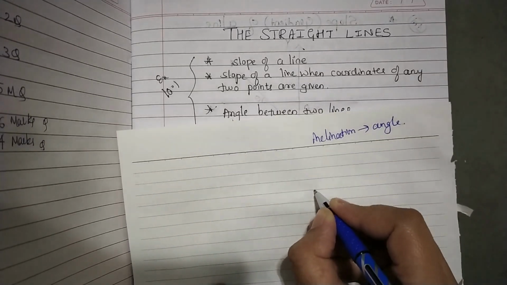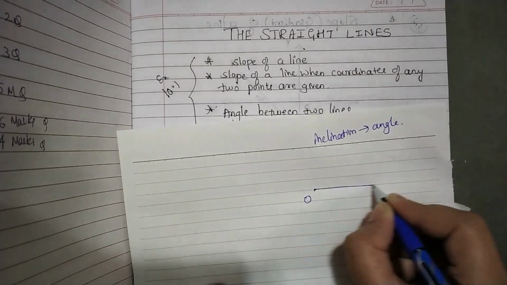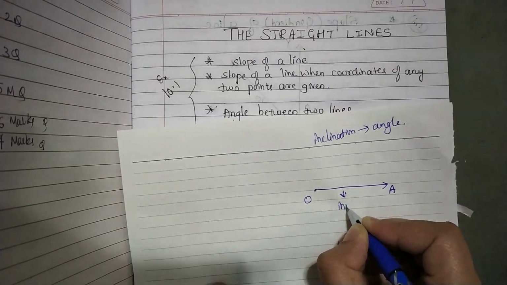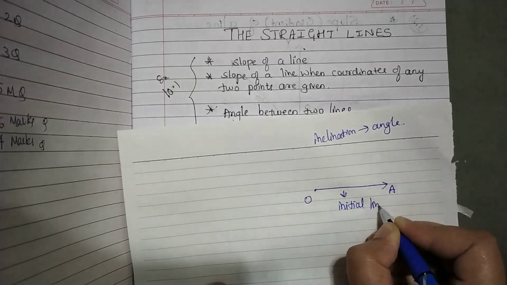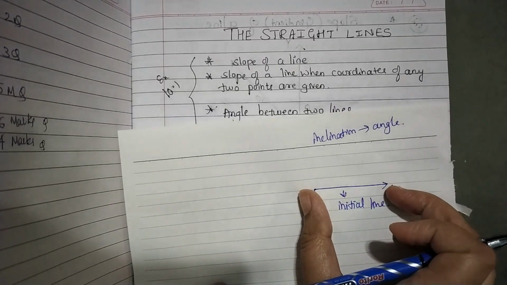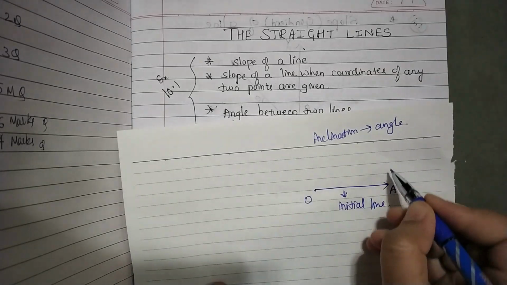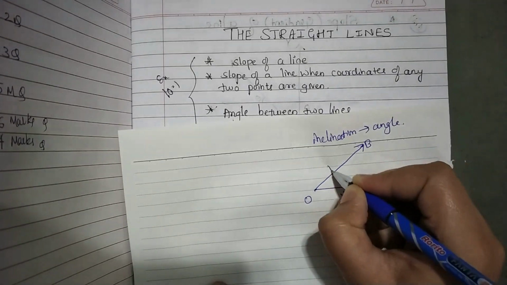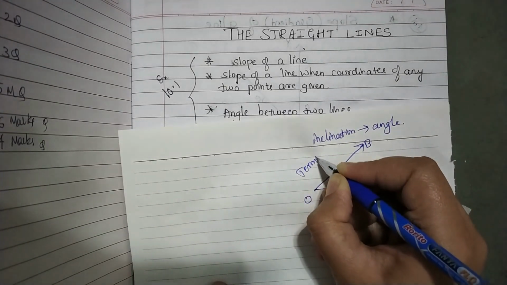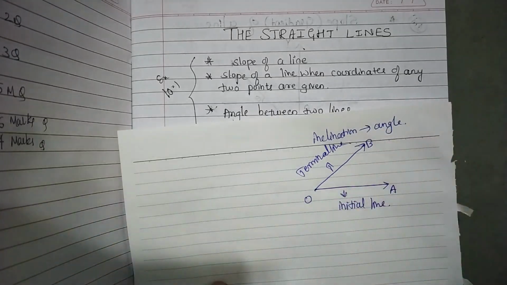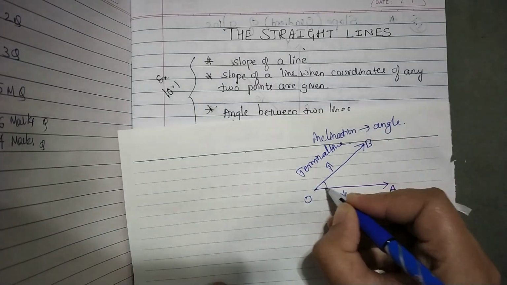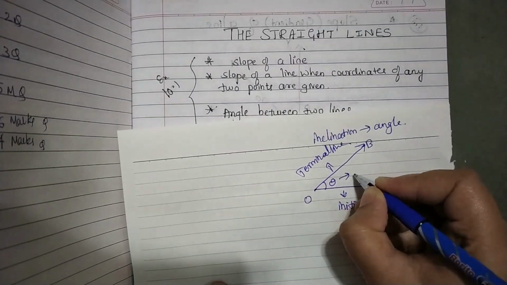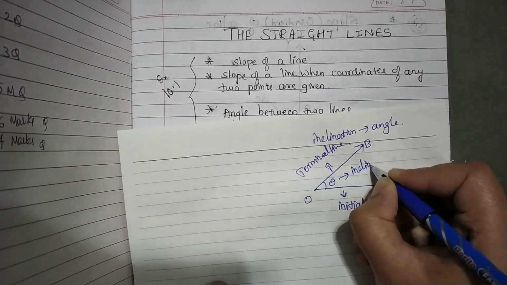So fixing the point O, OA will be the initial line. So this line is called the initial line. Okay, if this line is rotated from its position to another position, say OB, this line is called the terminal line. Okay, then the angle formed, we name it as theta. So this angle theta is nothing but the inclination.